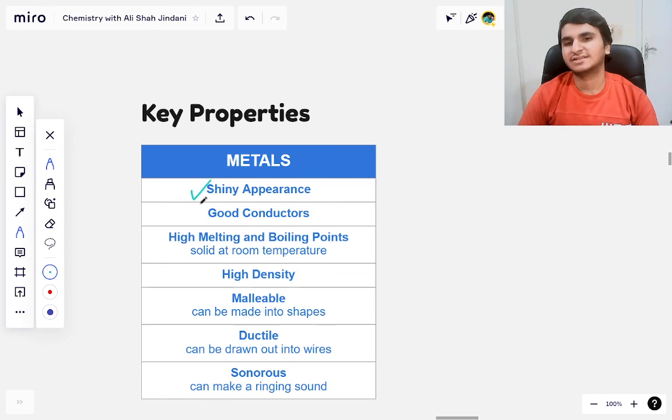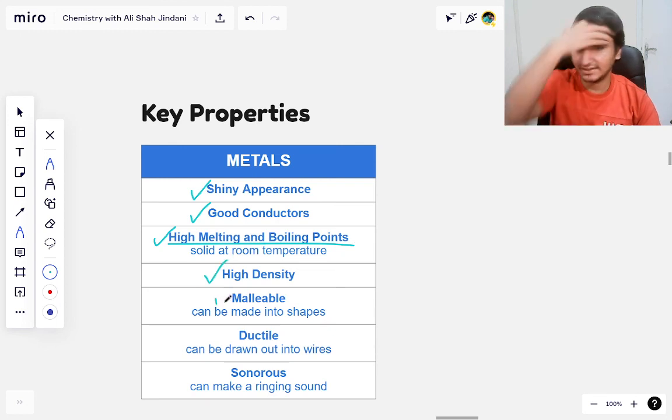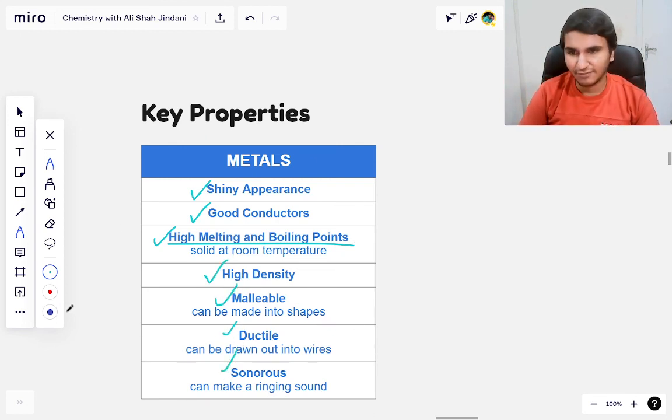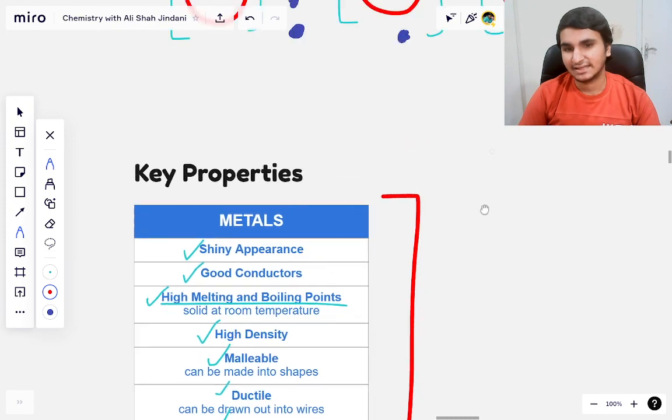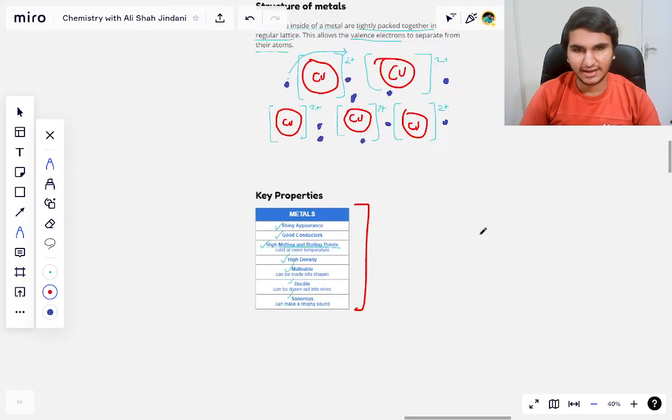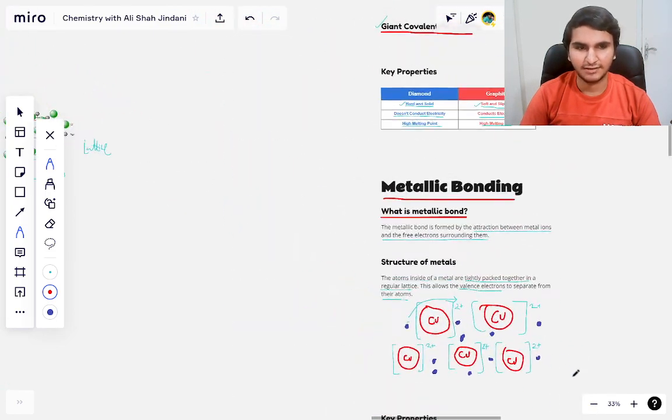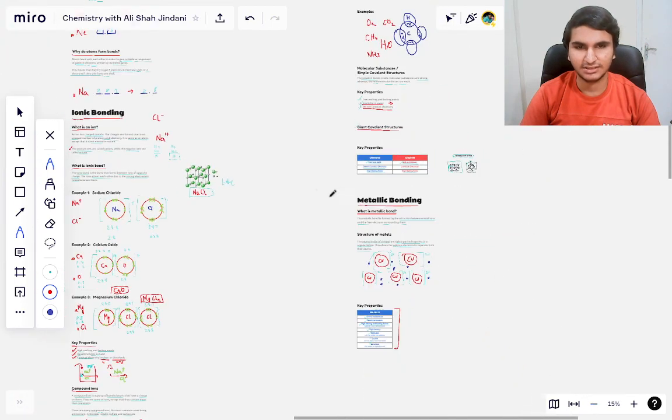We have first a shiny appearance, we have good conductors, they have high melting and boiling points because of this kind of structure, right? They have a high density, they are malleable, they are ductile, they are sonorous. Again, we have already discussed this, so I'm not going to go too much into depth with it. But this is probably it, and we are done with today's lecture.